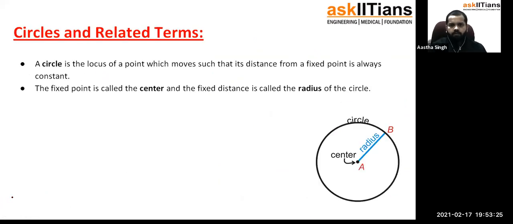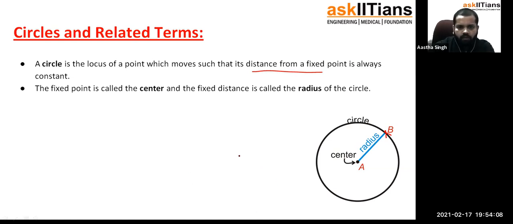So we'll move further. We'll now discuss what a circle is and what the proper definition of a circle is. A circle is the locus of a point which moves such that its distance from a fixed point is always constant. What this line suggests is that it is a locus of a moving point. Suppose a point B is moving, then it is the path traced out, or the locus of a point which moves such that its distance from a fixed point is constant. Your fixed point is your center, and your fixed distance is your radius.